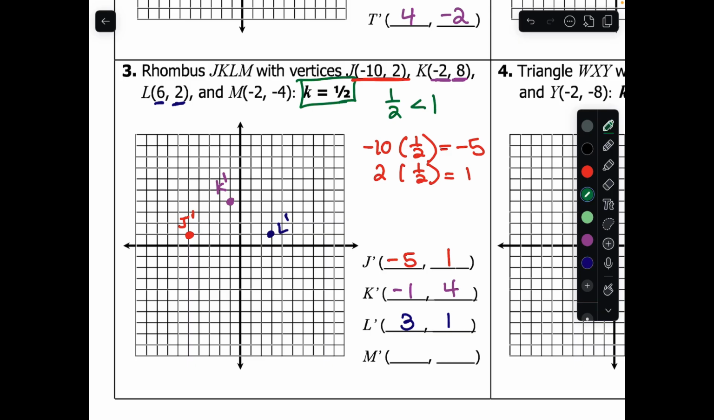And then M prime, our x-coordinate's -2, and we do -2 times 1/2 is -1. Our y-coordinate is originally -4. -4 times 1/2 is -2. So we go left 1, down 2 to get our point M prime here.